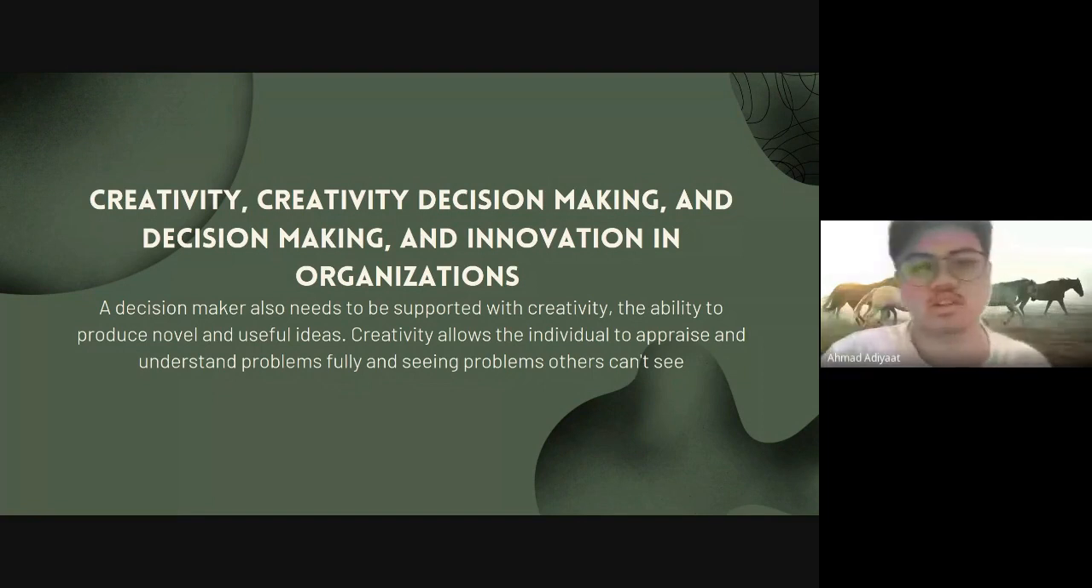So now we go into the section of creativity, decision making, and innovation in organizations. So why do we need creativity in individual decision making? A decision maker needs to be supported with creativity, which is the ability to produce novel and useful ideas. It allows the individual to appraise and understand problems fully and see problems others can't see. Next slide, please.